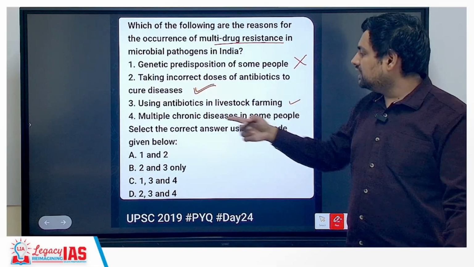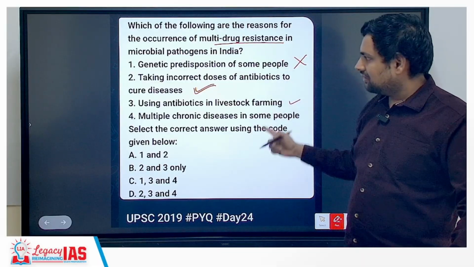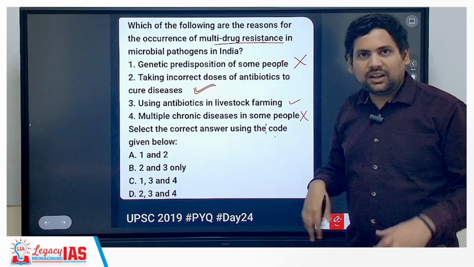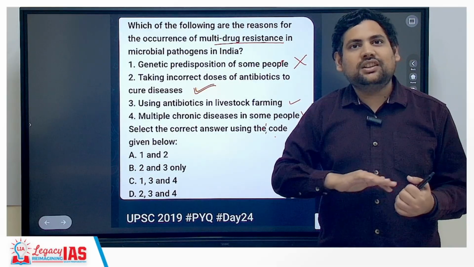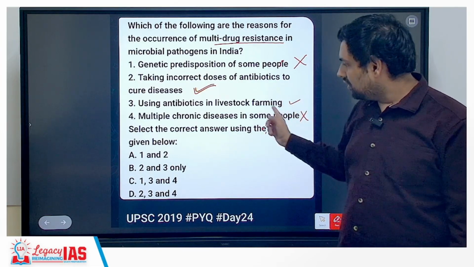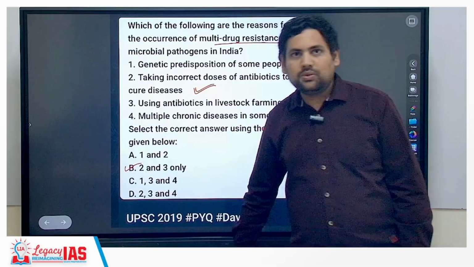Then, multiple chronic diseases in some people. Again, can you see how they have framed the option? They are connecting personalized health unnecessarily to community health issues. So that is why these two are wrong, these two are correct. Answer becomes B, 2 and 3.